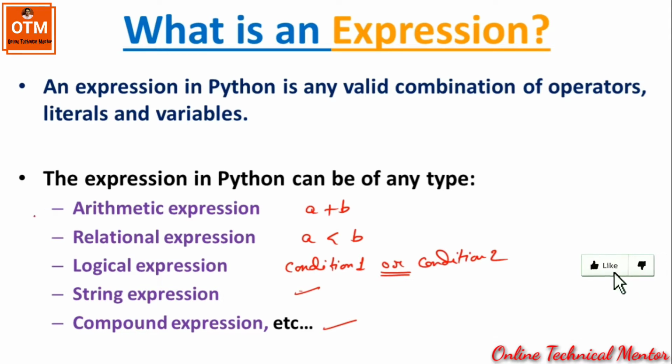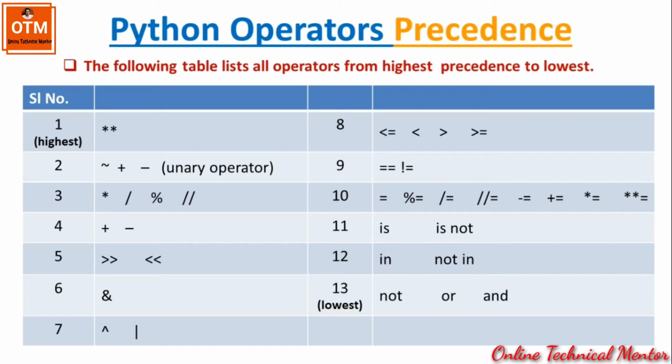In this video, I am going to describe the arithmetic, relational, and logical expression, and that will be sufficient for beginners. Before starting expression evaluation, you have to know about the precedence, that is the Python operator precedence. The following table lists all the operators from highest precedence to lowest. So if an expression contains more than one operator, which one will be executed first and which will be executed later? That will be decided according to this precedence list. Operators which are at the highest precedence must be executed first, and the comparatively lower precedence will be executed later.